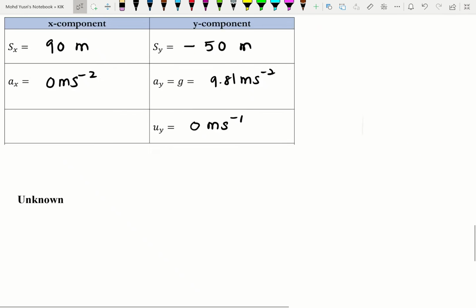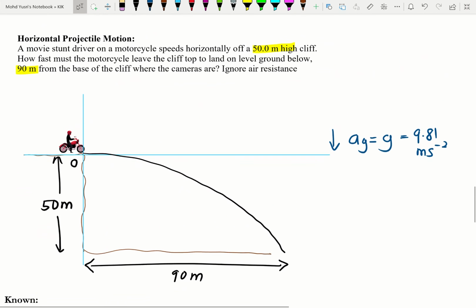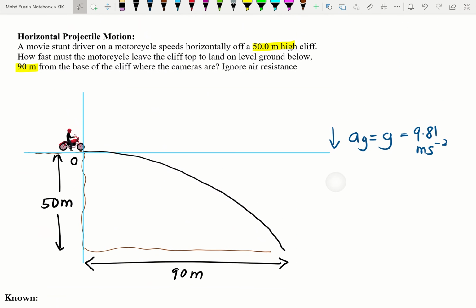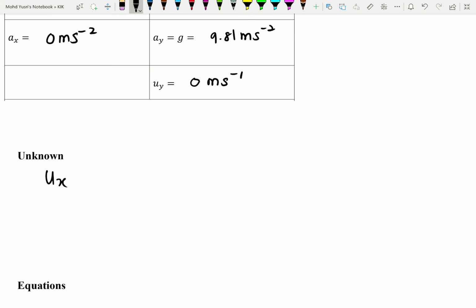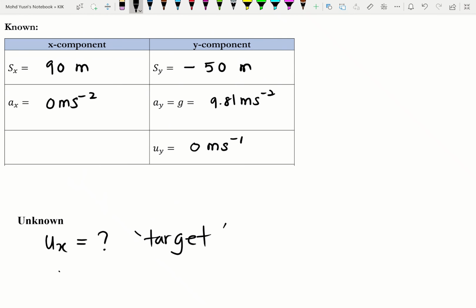In these questions, we could see that there are two unknowns value. Now, the first one is the target itself. How fast must the motorcycle leave the cliff top? The initial velocity is in the x component. So the first unknown value is ux, because that is the target. And the second unknown value is the time taken from the top to the bottom of the cliff. So again, time is also unknowns.